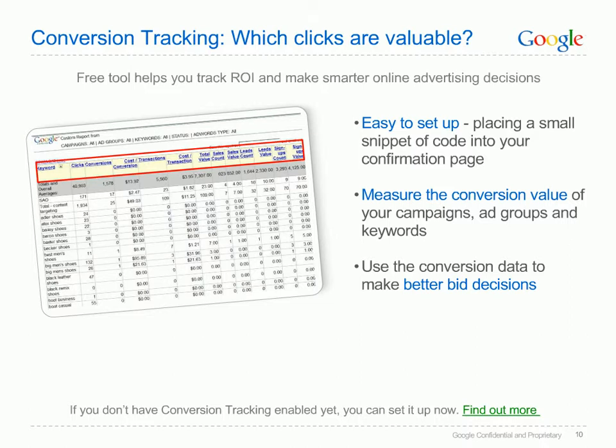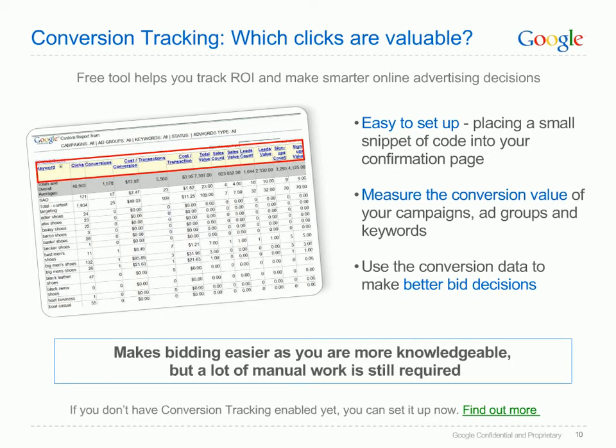Conversions and their values are then tracked at a campaign, ad group, and keyword level, giving you a much more detailed view of your campaign's true performance. You can use the conversion data to make better bid decisions. If you find that you're paying more per conversion than you'd like, you can decrease your CPC bid for that keyword. And if you're paying less, you can increase your CPC bid with the hope of making greater overall profit.